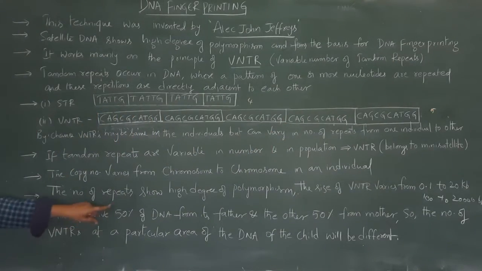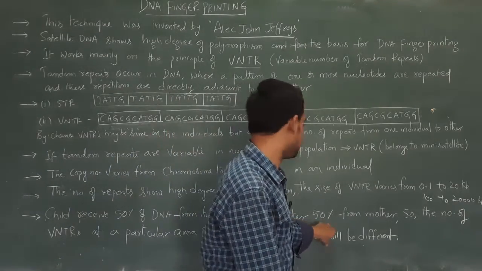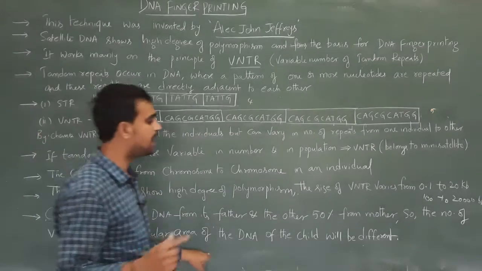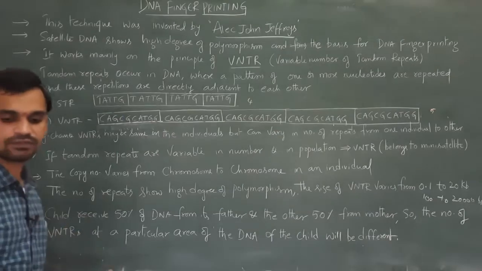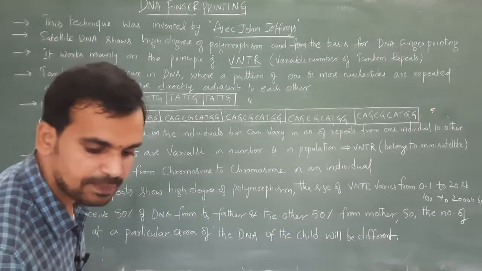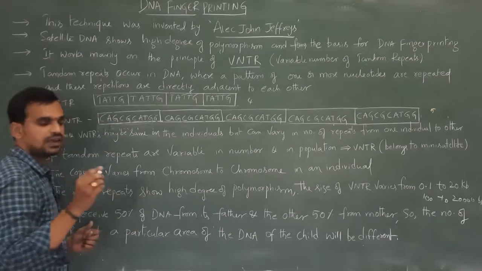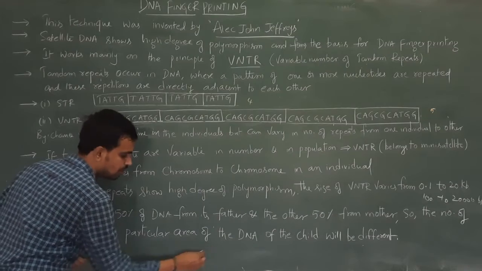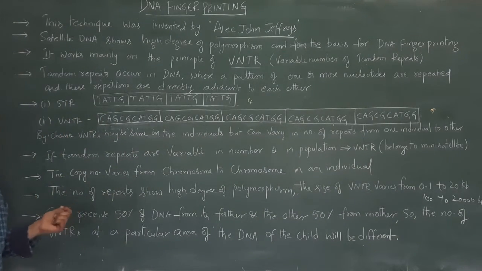Next, the child receives 50% of DNA from its father and the other 50% from the mother. So the number of VNTRs at a particular area of the DNA of the child will be different. What does it mean? You know that the child is formed by the fusion of the male and female gametes. If you take the cell and the 7th chromosome, you know that 2 sets of chromosomes are present. All humans are diploid. One set is coming from the father, another set is coming from the mother.